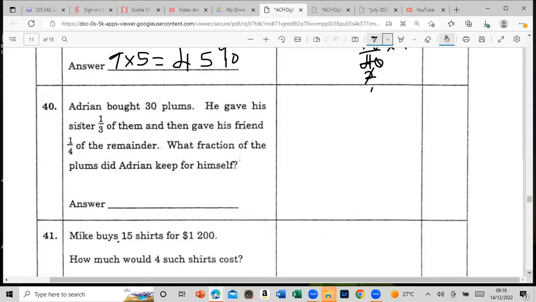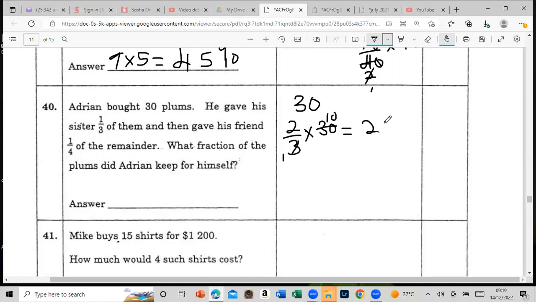Alright, so he bought 30 plums, so let's go. So 30 plums, that's the total. He gave away 1/3, so you have 2/3 left. So let's just take it from that angle. So what is 2/3 of that? 3 into that is 1, 3 into 30 is 10, so that's 20. So you have 20 remainder. Alright? So we've done this already now.